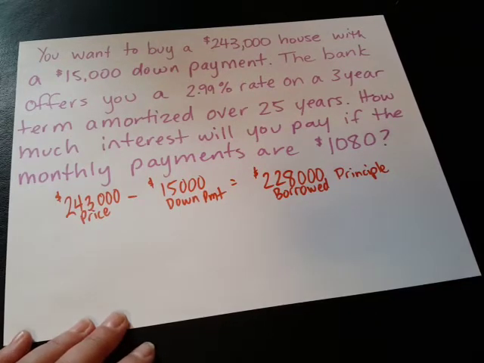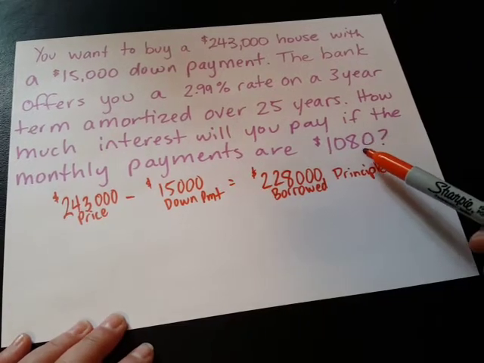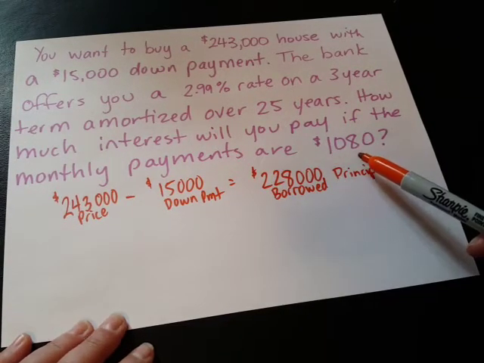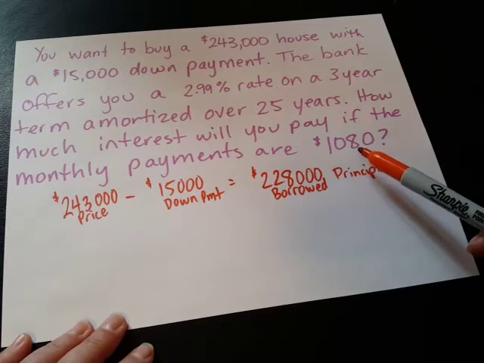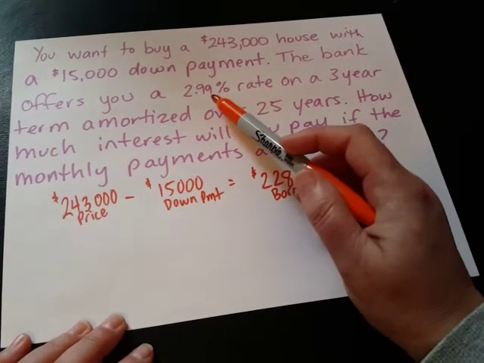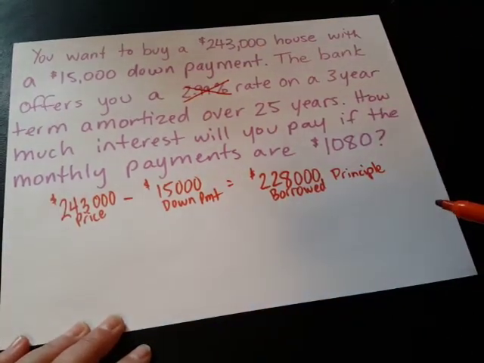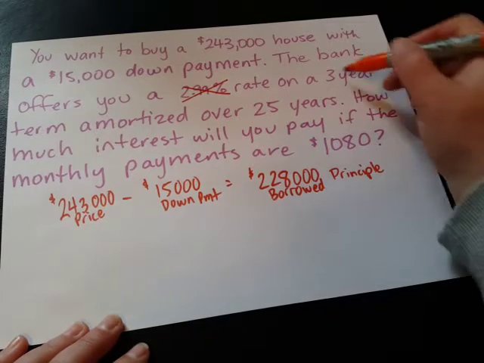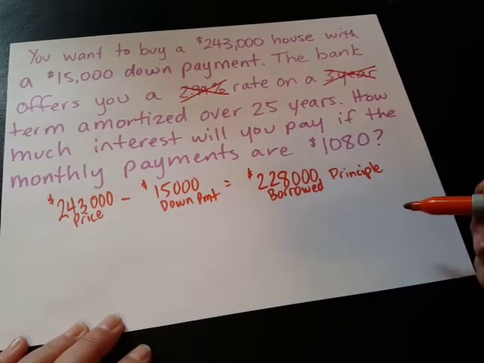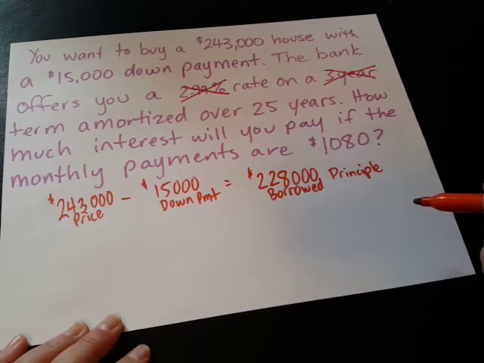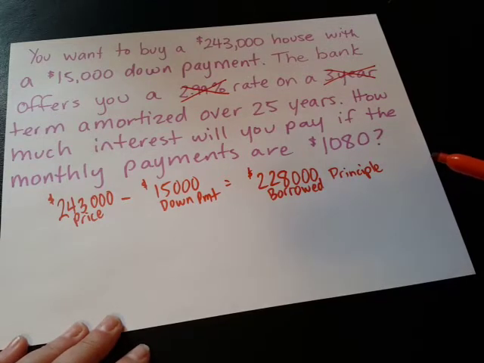Now, the bank has come back and said, okay, we'll give you a mortgage. You pay us back $1,080 every month. And the mortgage itself is at a rate of 2.99%. This is not a number that we need for our calculations. The term, 3-year term, we do not need for our calculations. The 3-year term just tells us how often we need to go back to the bank in order to renegotiate or re-sign those papers.